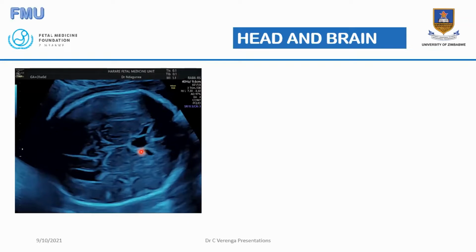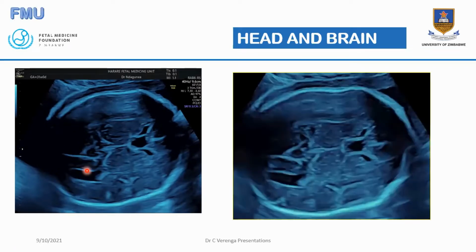So the line should be straight and interrupted by the box of the cavum septum pellucidum, and you have the thalami and also the posterior horn of the lateral ventricle and the choroid plexus in it. So this is what you would consider when you measure the atrium, or the width of the posterior horn of the lateral ventricle. It should not be more than 10 millimeters.